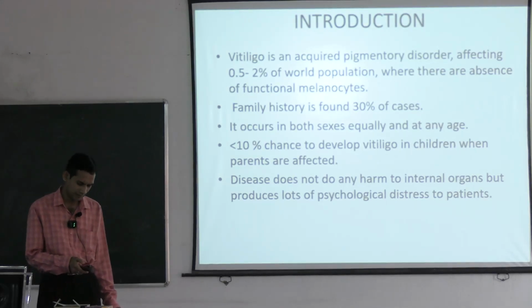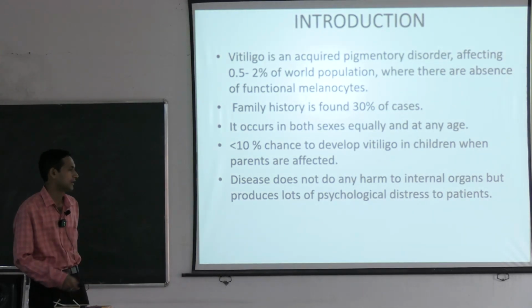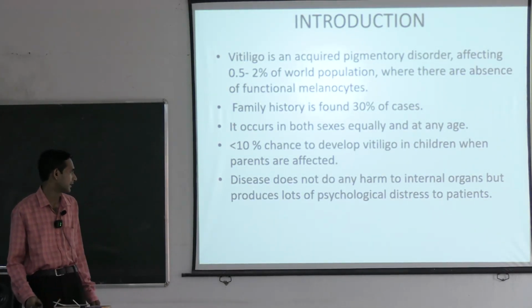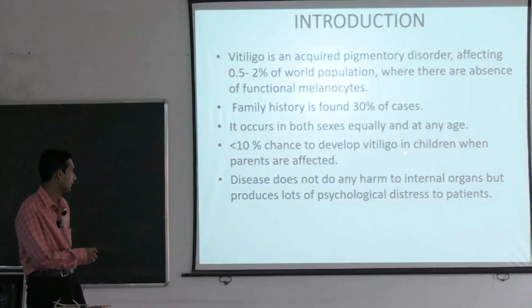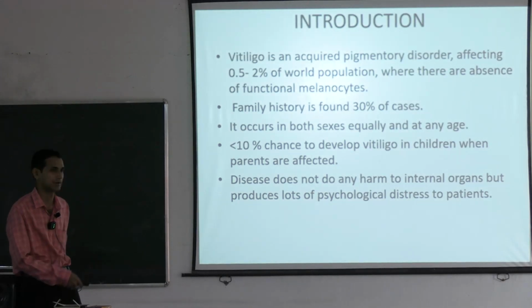Family history is found in nearly 25 to 30% of the cases. It occurs in both the sexes equally. Equally, that means male and female both can be affected. And there is less than 10% chance to develop vitiligo in the children when both parents are affected.